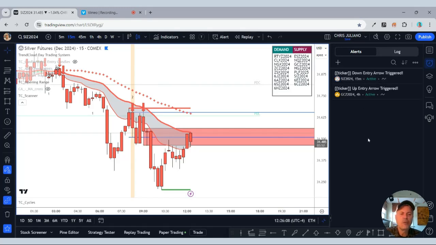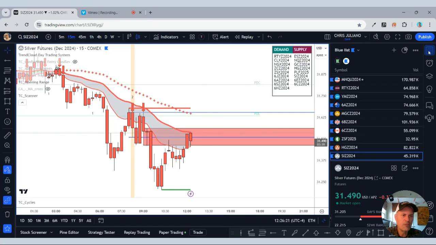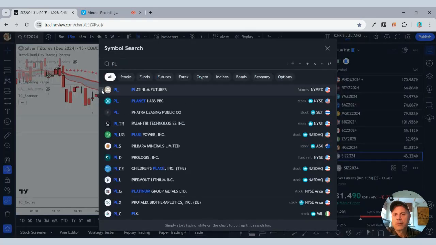All right, so every time we get a downward signal, because we are on the re-entry here, it will send you a signal right to your cell phone. So that is what you would do. That'd be the procedure. One more, let's look at platinum, PL, go over to platinum.